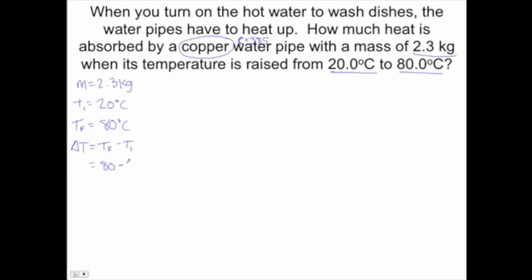Your delta T is not always the big minus the small. Sometimes, if you're lowering the temperature, it's actually going to be the small minus the big. So don't just always do big minus small, even though that's how it is in here. You should always do your final minus your initial. Okay, we have our C, which is our specific heat, and I just looked this up in a table. I didn't memorize it or anything like that. I just looked it up in a table. And then they want how much heat. Okay, so that's the Q.